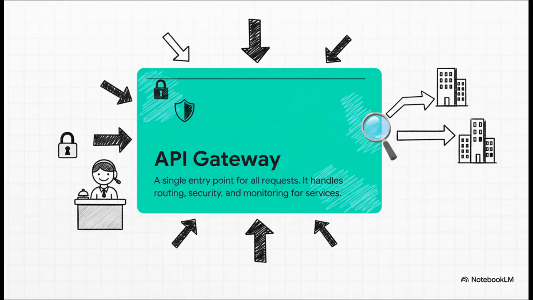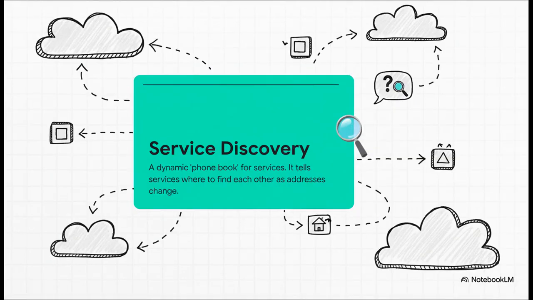All right, first up is the API gateway. The best way to think of this is like a receptionist or a bouncer for your entire system. It's the single front door. Every single request has to go through it. It handles things like security, logging, routing, basically all the boring stuff, so that the individual microservices don't have to. It figures out where the request needs to go and sends it on its way, keeping everything else clean and simple. Next up, service discovery.